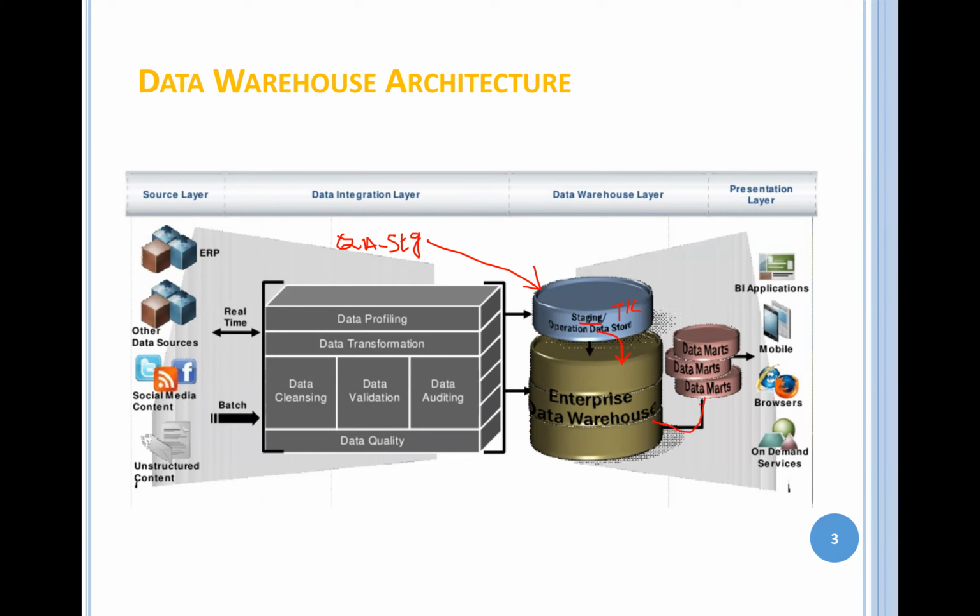Then the data moves to the data mart. As I told you, we have different data marts. Based on these data marts, we send the data to customers for business analytics and merchant reporting, different kinds of reporting. This is the data warehousing architecture.